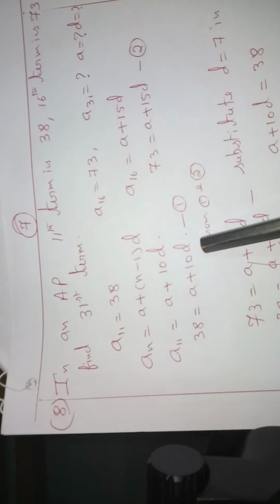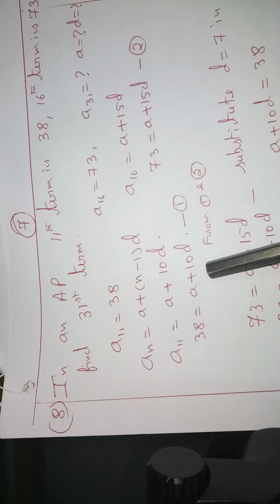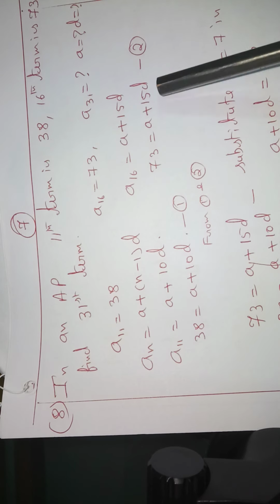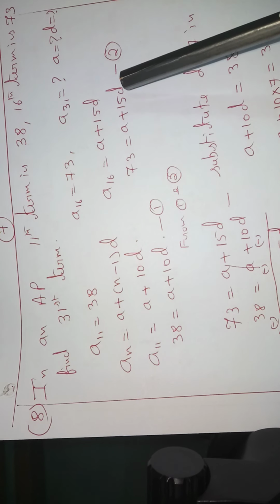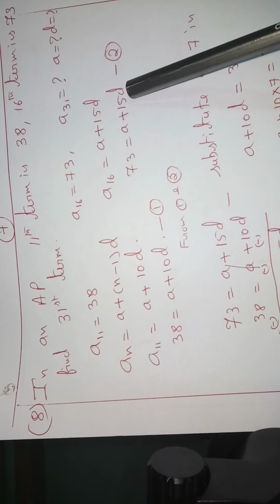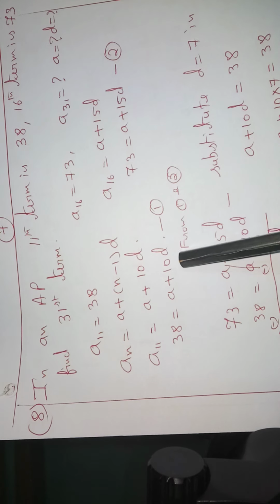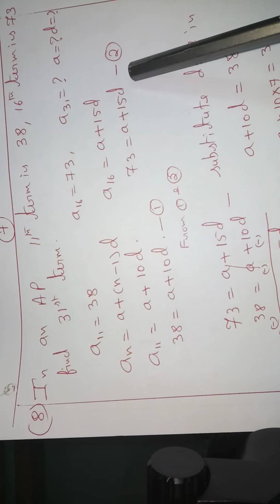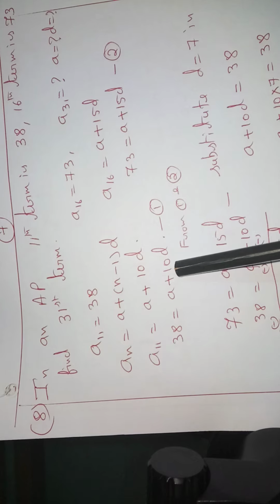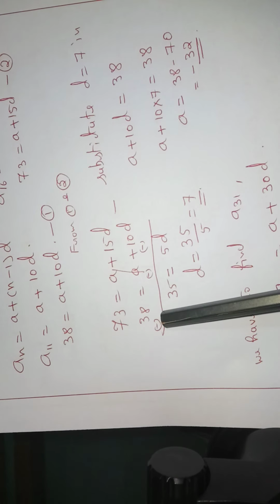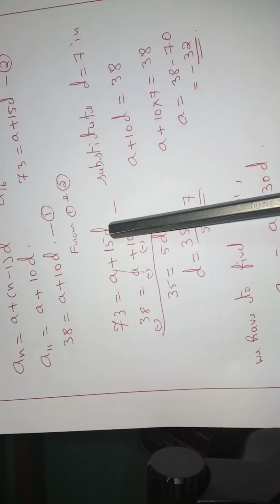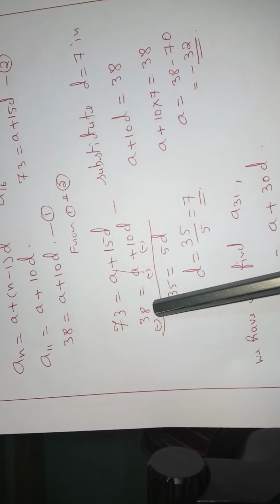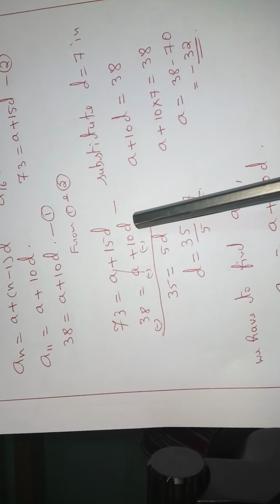Two equations we will get. 38 is equal to A plus 10D. 73 is equal to A plus 15D. Here bigger values are 73 and 15. Smaller values are 38 and 10. Therefore, first we will write this equation, then we will write this equation, one below the other. 73 is equal to A plus 15D. 38 is equal to A plus 10D.